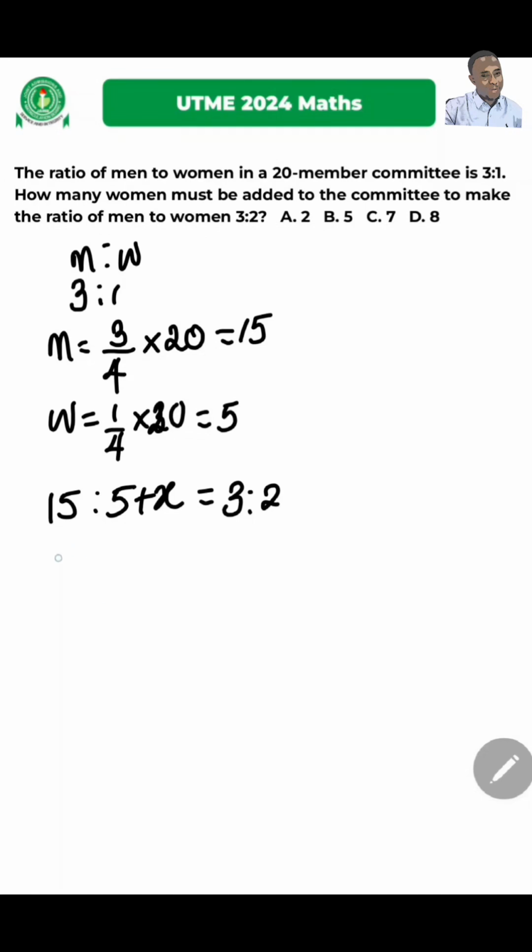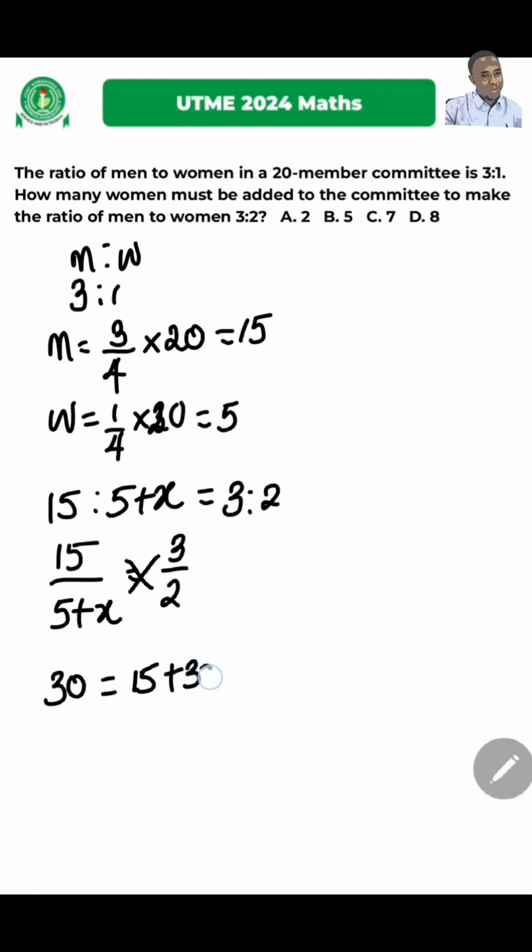I turn this ratio into division. 15 divided by 5 plus x equals 3 divided by 2. To cross multiply, you have 30 equals 15 plus 3x. 30 minus 15 is 15 equals 3x. So x is going to be 15 divided by 3, and that is 5. So add 5 women to the number of women, and you have the ratio. So the answer is B.